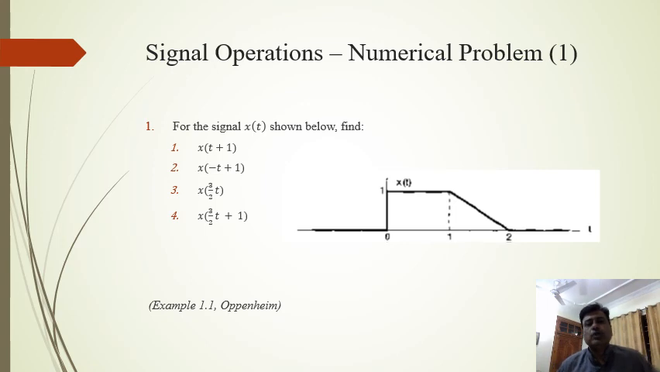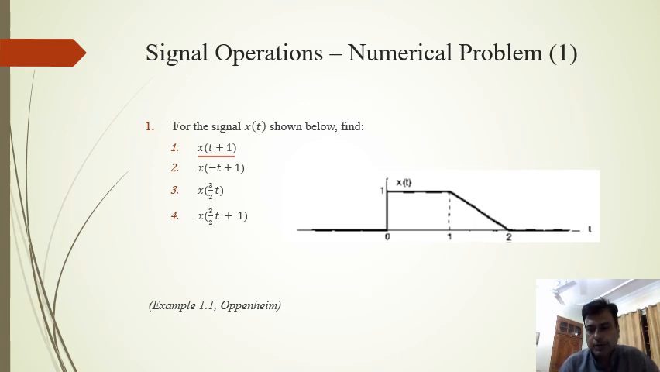Okay, so here we have a signal x of t, which is given like this. From this signal, as a homework exercise, you have to draw a few signals, and the first signal you have to draw is x of t plus 1. x of t plus 1 is an advanced version of this signal, so you can easily draw that signal.